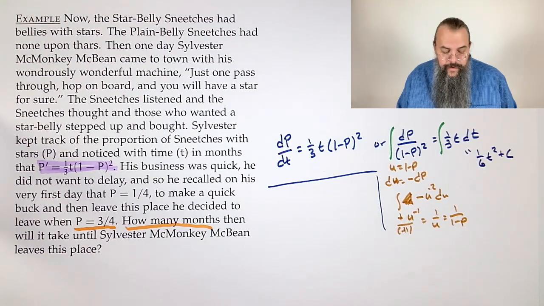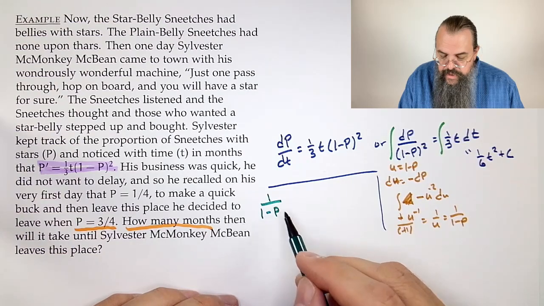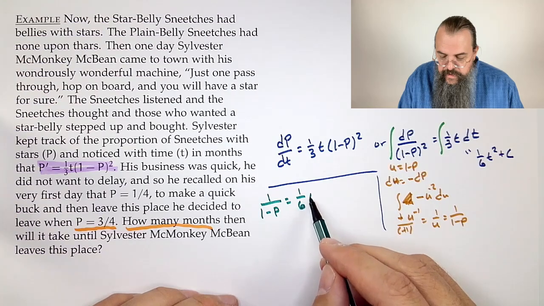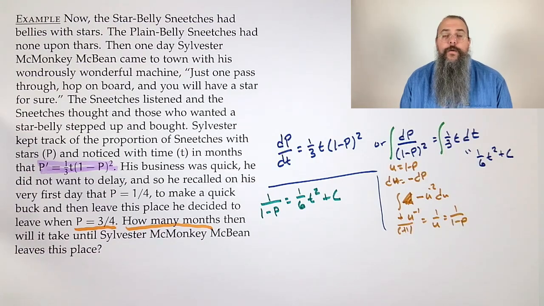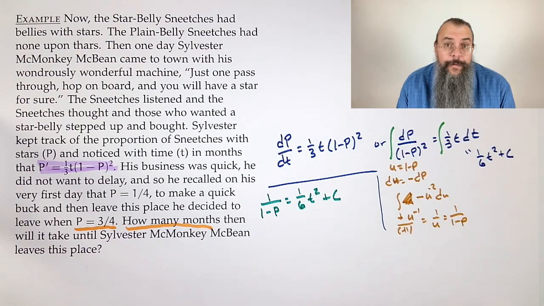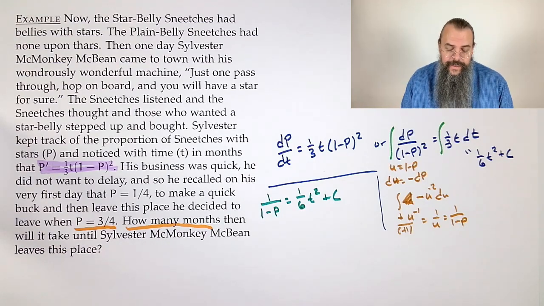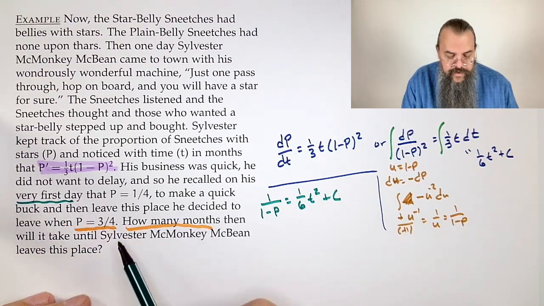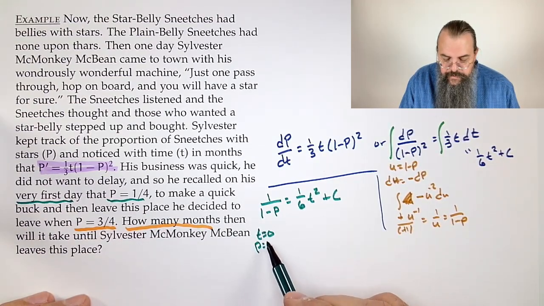We have the following, namely that 1 over 1 minus p is equal to 1/6 t squared plus c. All right, well, what do we need now? Well, we probably want to have c. Okay, so let's solve for c. We can do that. We know our initial condition, right? Very first day, that's at time 0, p equals 1/4. So at time 0, we have p equals 1/4.